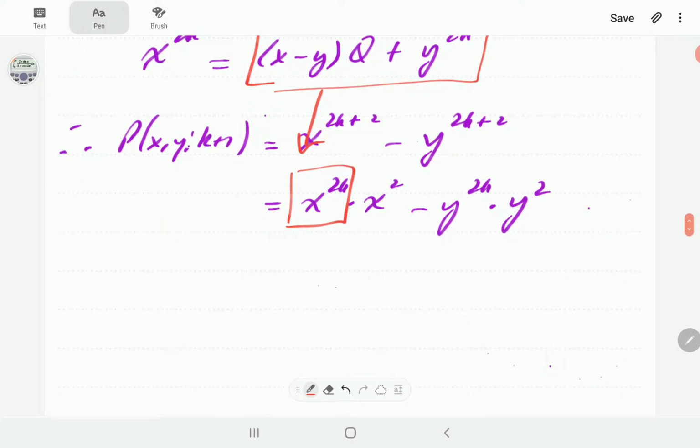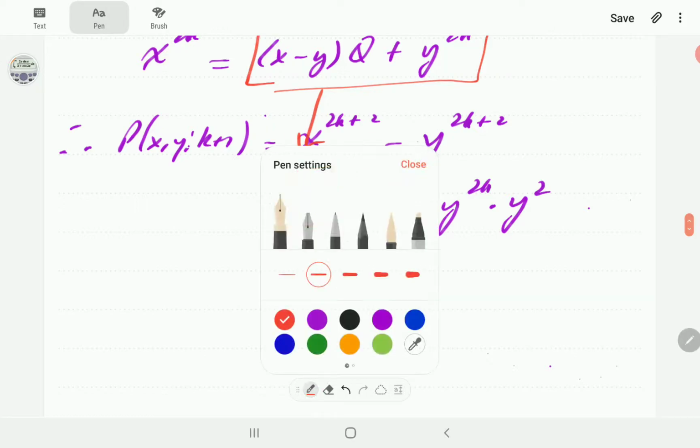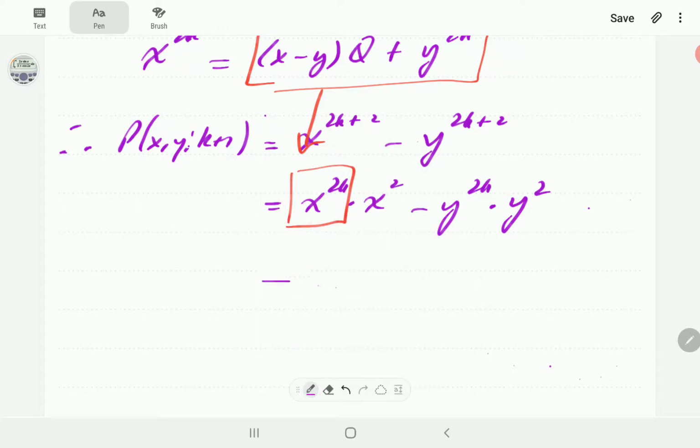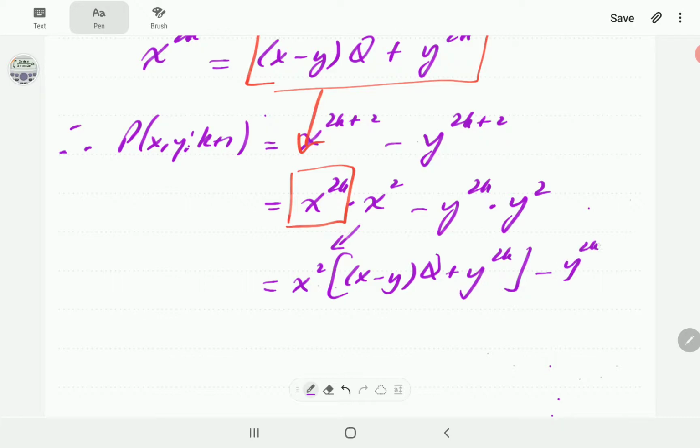Okay, so this is going to give us, let me just write the x squared out first here. So this x squared is that one there. So then (x minus y) times q, remember q is a polynomial, y to the power 2k, then minus y to the power 2k times y squared. So that's just that term there.